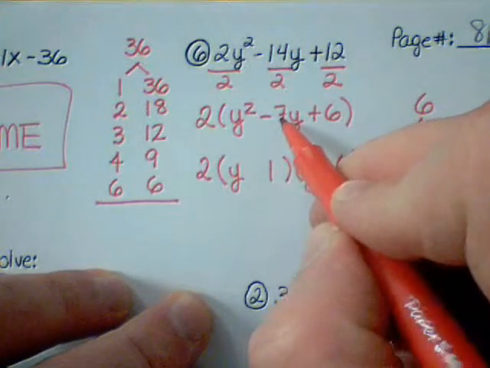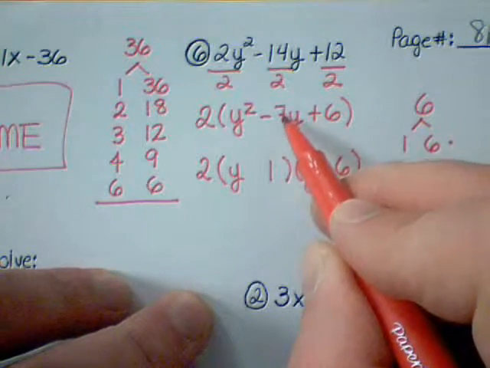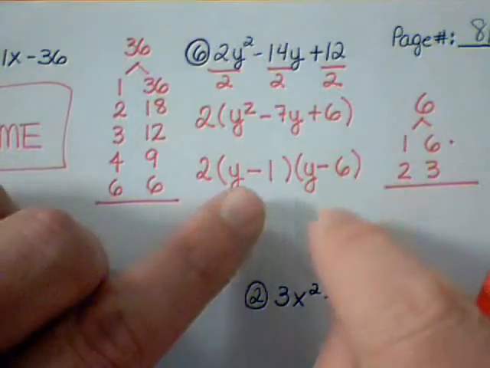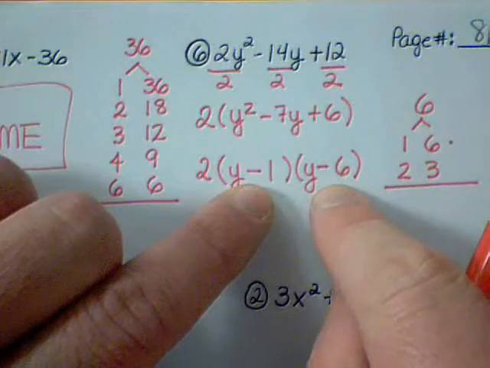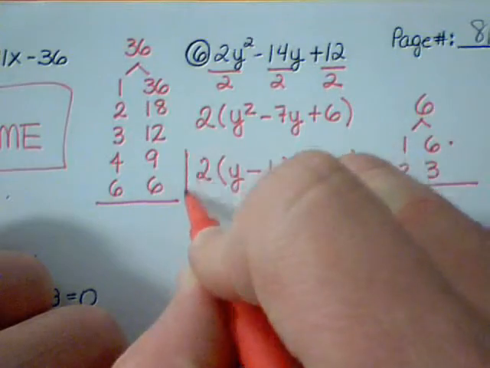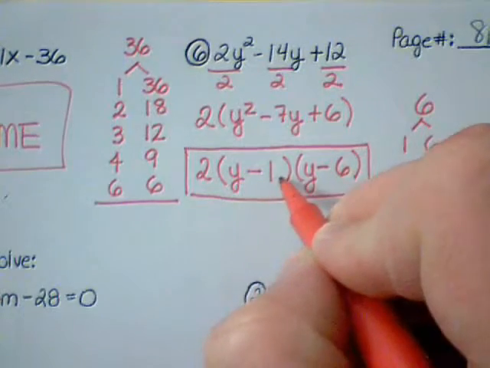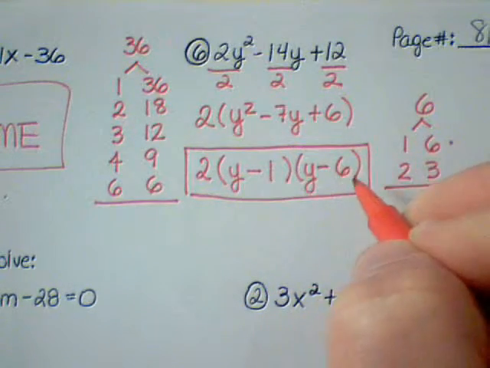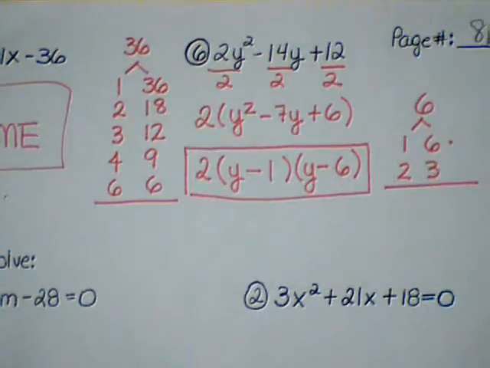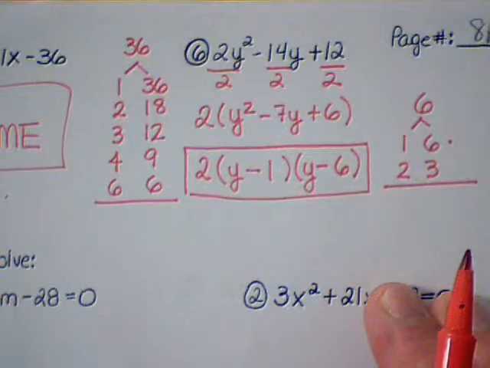And then you ask yourself, negative 6 plus 1, or minus 1, give me negative 7. The answer is yes. Final check. Negative 1 times negative 6, will it give me positive 6? And the answer is yes. So my final answer is 2 times, open parentheses, y minus 1, close parentheses, times y minus 6. Okay, you must include this 2 over here. Alright, so that concludes our example, part A of our lesson.